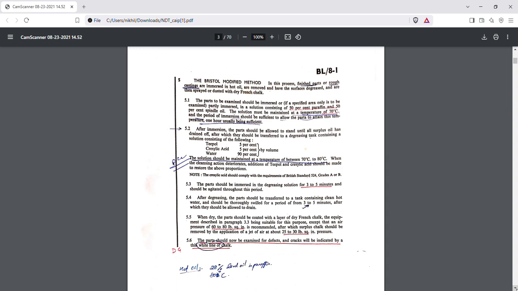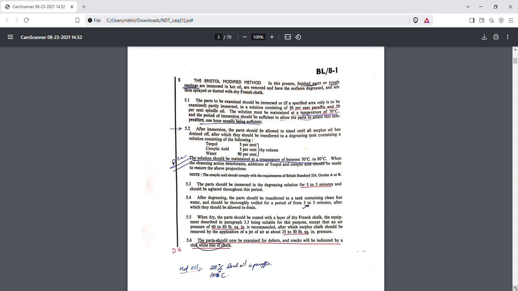When the cleaning action deteriorates, additions of tripol and cresylic acid should be made to restore the above proportions. Note: the cresylic acid should comply with the requirements of Bristol Standard 524 grades A or B. The parts should be immersed in the degreasing solution for 3 to 5 minutes and should be agitated throughout this period.